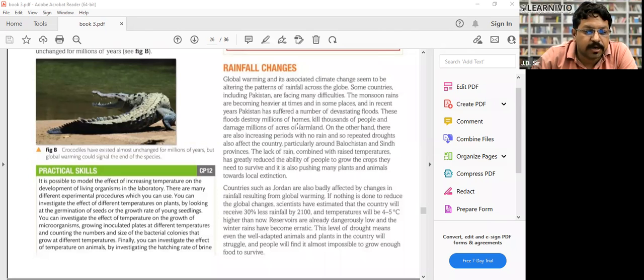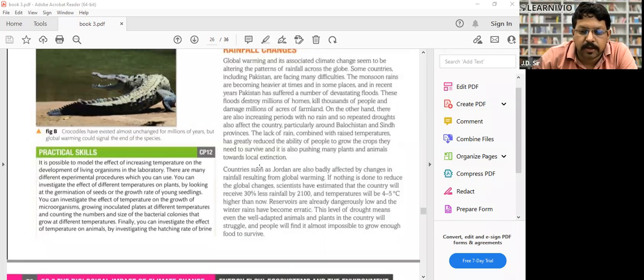These floods destroy millions of homes, kill thousands of people, and damage millions of acres of farmland. On the other hand, there are also increasing periods with no rain and repeated droughts that affect the country, particularly around Balochistan and Sindh province. The lack of rain combined with raised temperature has greatly reduced the ability of the people to grow the crops they need to survive. It's also pushing many plants and animals toward local extinction.